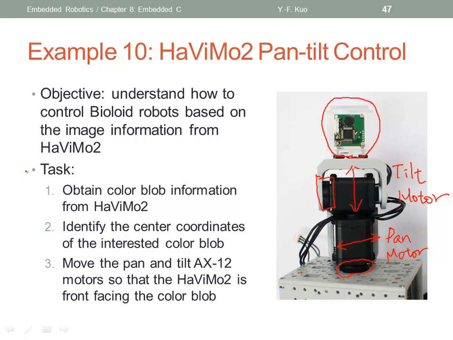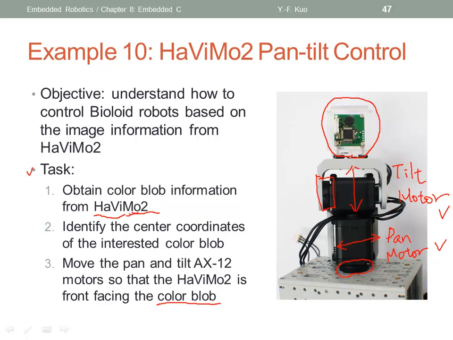And the specific task in this example is, first, to obtain color blob information from HaViMo2. We talked about the data structure, but how to read that, I will show you. Also, to identify the center coordinates of the color blob of interest, and this is just doing some calculation. And then the next one is to move these 2 motors, in a sense that HaViMo2 is always front-facing the color blob.